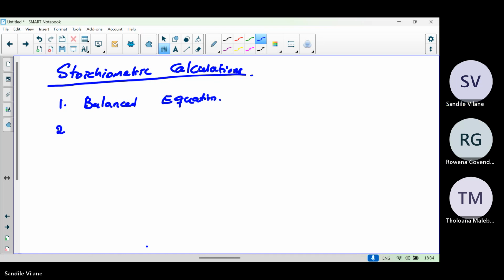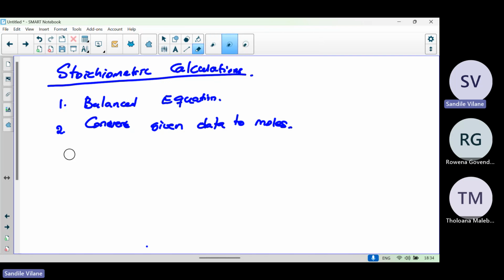Secondly, after having balanced the equations, if there is a need to, we must identify the limiting reagent. Very important. If you are not neutralizing, there is going to be a limiting reagent. But in your case, we do not have a limiting reagent. Thirdly, you must convert the given data to moles.